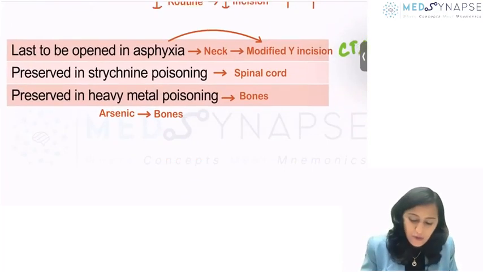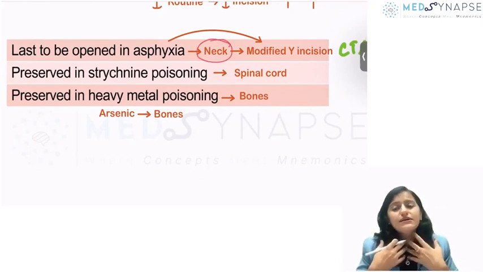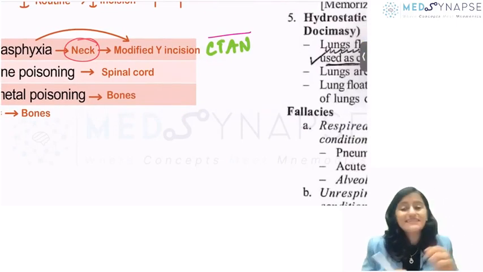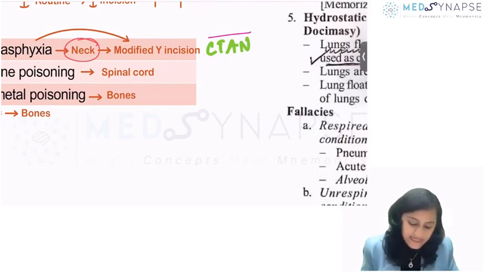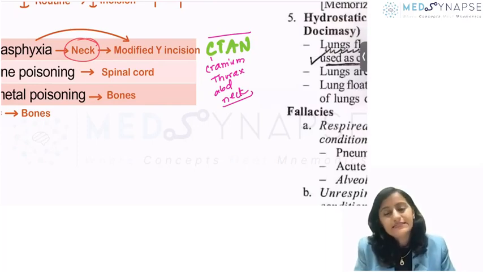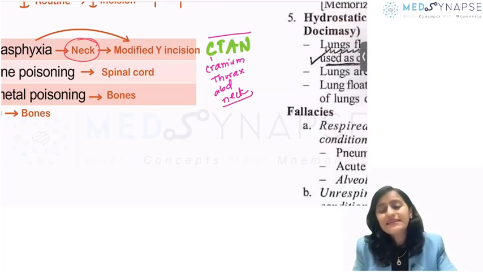Last cavity to be opened in asphyxia. What is the last one to be opened in asphyxia? Important. It is the neck. Why do you open the neck at the last? Remember, the sequence in asphyxia is C10. What is C10? That is cranium. Then it is thorax. Then it is abdomen. And the last to be opened is neck. So remember, it is C10.